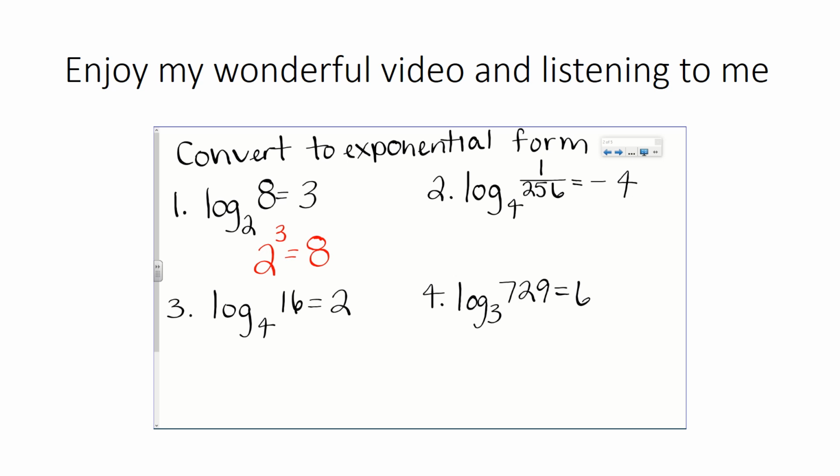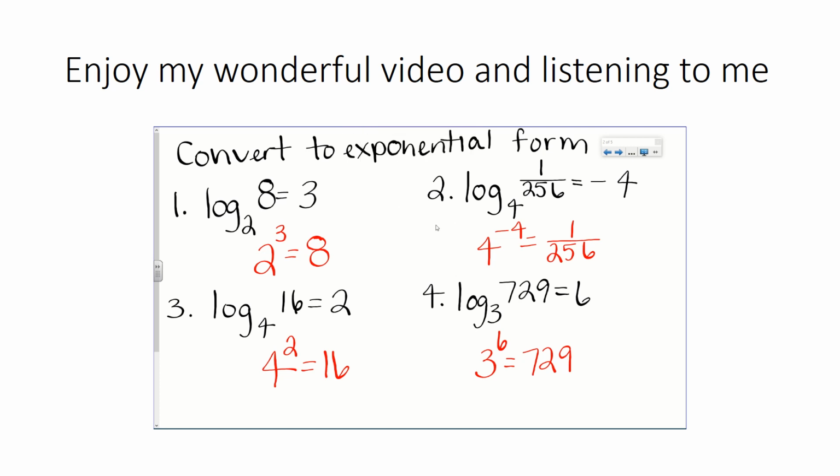So for number 2, my base is 4. My fraction and my negative 4 are going to swap. Negative 4 becomes my exponent, and 1 over 256 becomes my answer. And then on number 3, 4 is my base. And we should know that if I square the 4, my answer is 16. And then on number 4, 3 is my base. And if I raise that to the power of 6, I get 729. So that's the simplest way I know how to convert to exponent form.